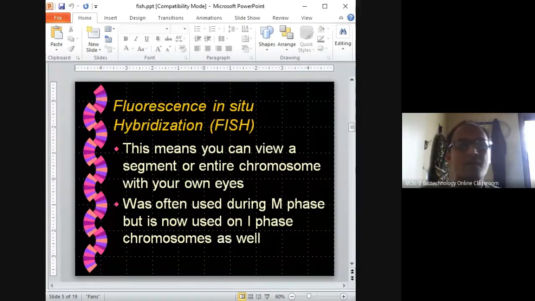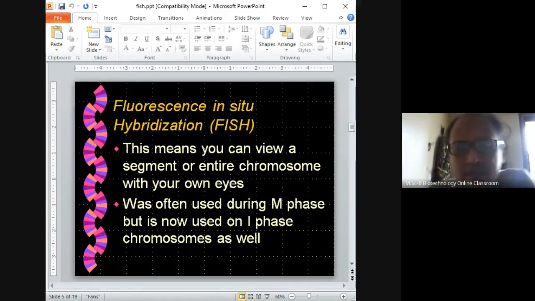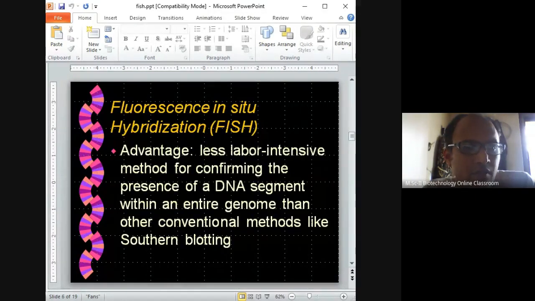So we can visualize the entire chromosome with our eyes under the microscope. This is often done during the M phase, but now it can also be done during the interphase as well. Okay. This is the advantage of the method: it is less labor intensive and confirms the presence of a DNA segment within the entire genome compared with conventional methods.